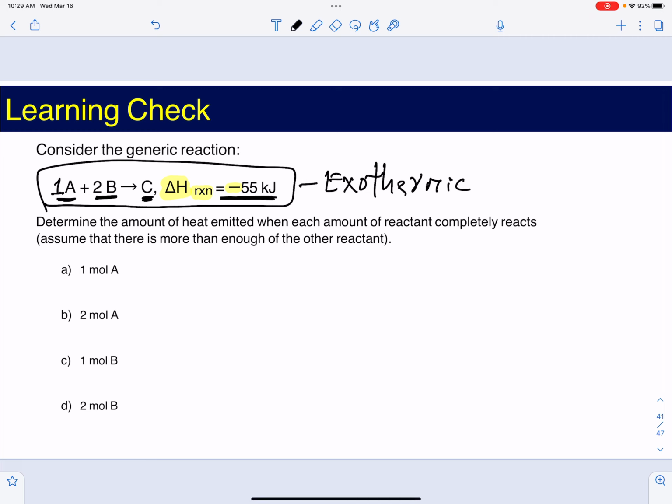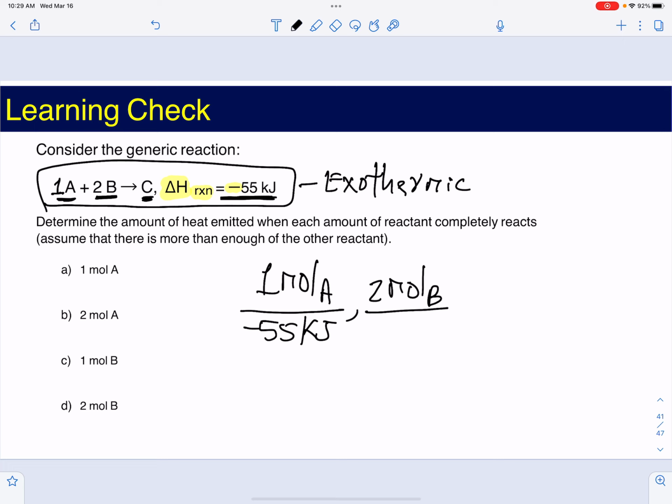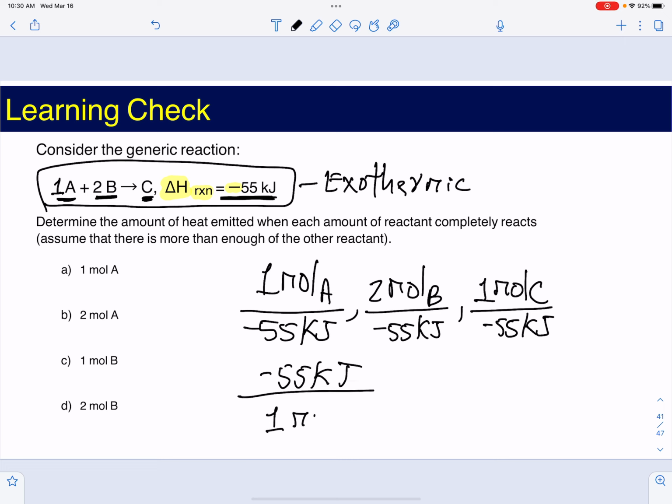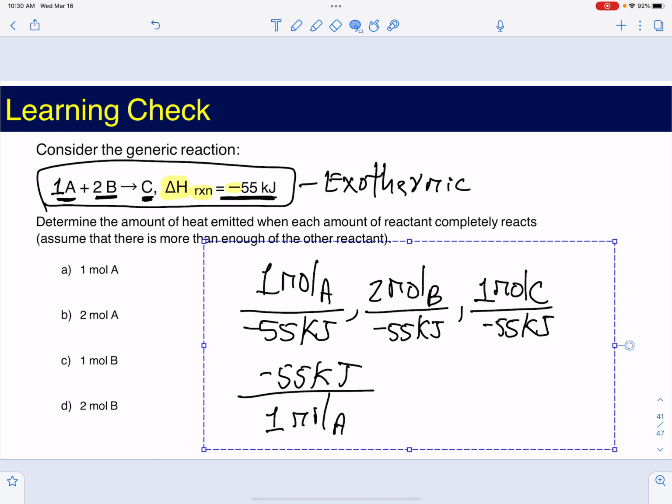So this is what I'm saying. For every 1 mole of A, you are going to produce 55 kilojoules. For every 2 moles of B, you're going to produce 55 kilojoules. For every 1 mole of C, you're going to produce 55 kilojoules. And you can do it backwards, right? 55 kilojoules are produced for every 1 mole of A, and so on. So those are conversion factors. So you know how to use conversion factors. So let's do some problems with conversion factors.